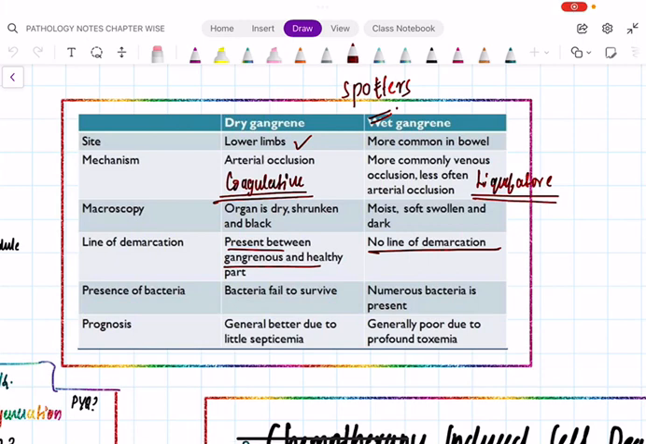So dry gangrene usually involves the lower limbs, and wet gangrene is more common in the bowel. Why bowel? Because the bowel has microorganisms. I told you, in liquefactive necrosis, the main etiology is any bacterial or fungal infection. So remember, wet for bowel.